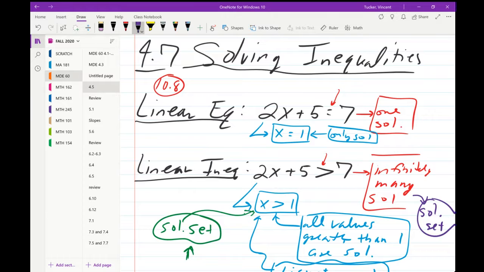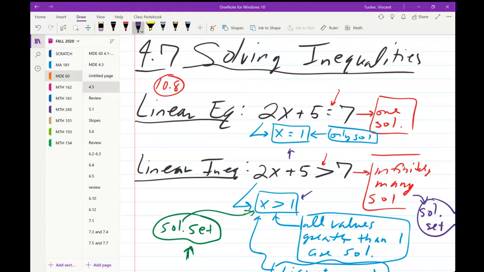So infinitely many solutions, you have a solution set. When I go to solve this, you're going to solve it the same way in both cases. You're going to subtract 5 from both sides and divide by 2. Here, I will get x equal to 1. So that's only one solution.